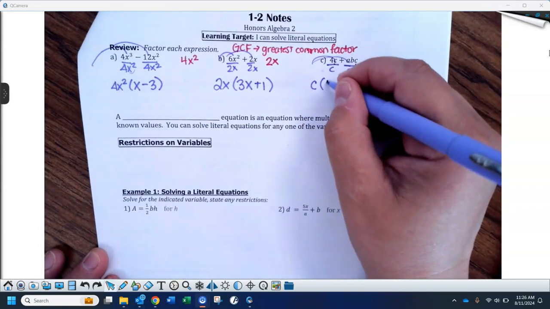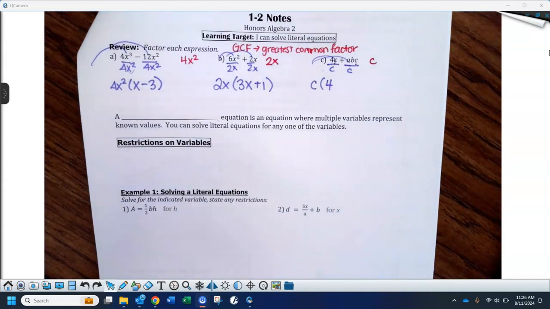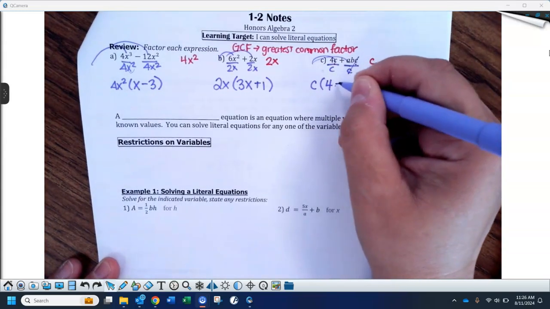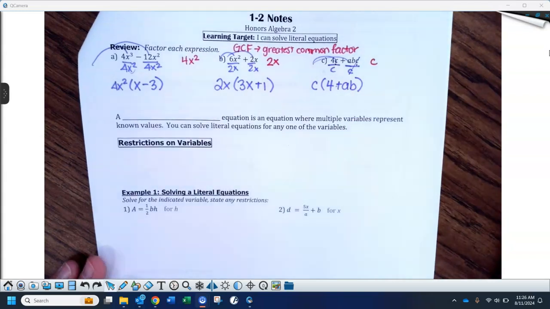So all that's left in that first term, c divided by c would become 1, but we also have the 4 there, so it'd just be like 4 times 1, so just a 4. In this term, the c would cancel out, but we'd still have plus ab left over, and that would be our factored form.